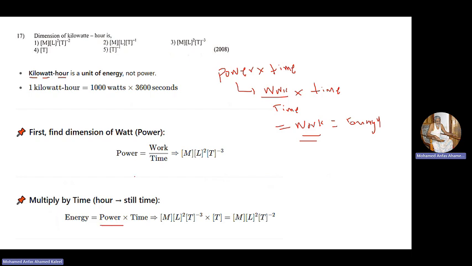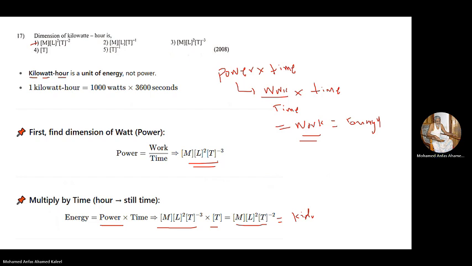We know what is the power? Work over time. That is ML square T minus 3. The power from the previous one also we have derived. So ML square T minus 3 multiplied by T. The energy, that is work, it is ML square T minus 2. That is the dimension of kilowatt hour or watt hour, whatever it is. It is the dimension of kilowatt hour, ML squared T minus 2. That is the answer. The first option is the right answer.